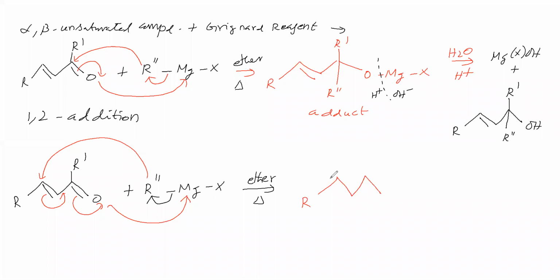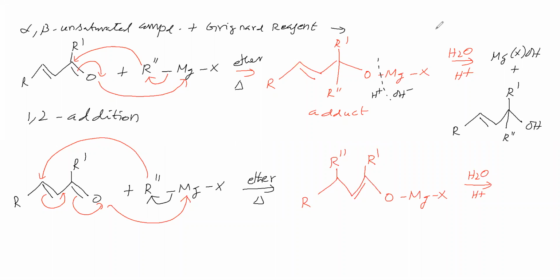Here R will be there. Here R2 dash comes. Here R dash will be there. Here a pi bond is newly produced. Here OMgX comes. This O is making a bond with the Mg. Then hydrolysis in the presence of acid.